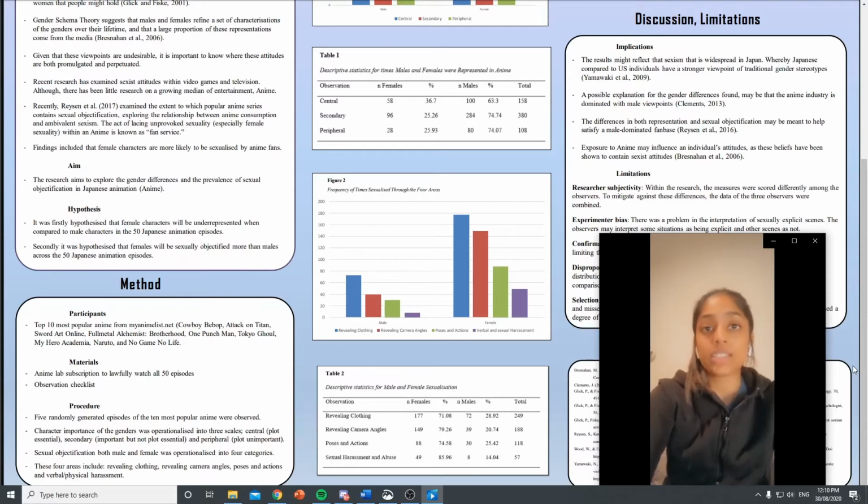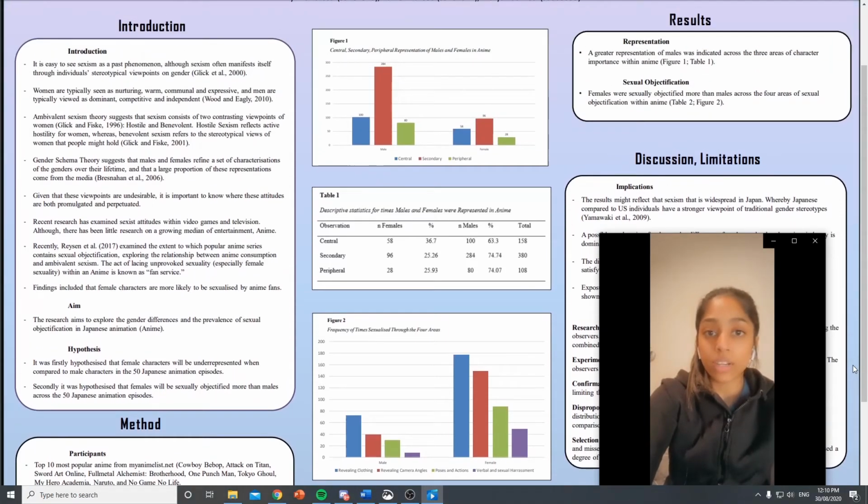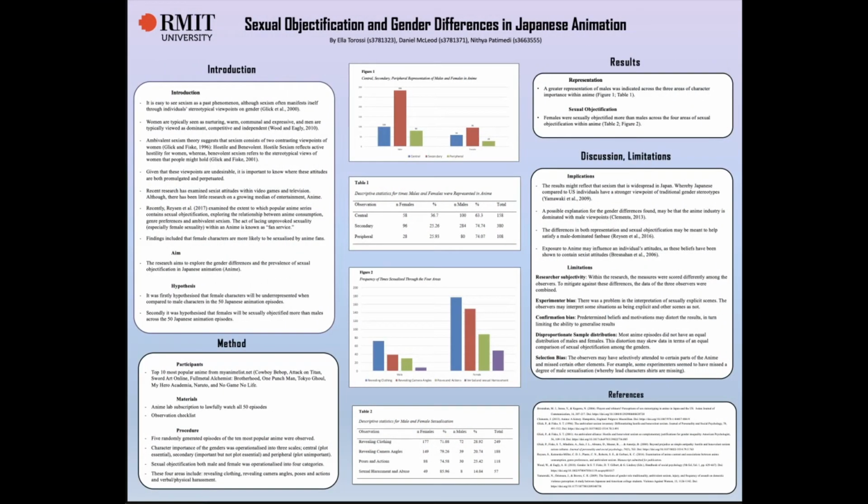unimportant. The sexual objectification for both genders was operationalized into 4 areas, which include revealing clothing, revealing camera angles, actions and poses, and verbal or physical harassment. As you can see, Table 1 and Figure 1 show that there was a greater representation of male to female characters. From this study, it can be stated that both of the proposed hypotheses were supported.